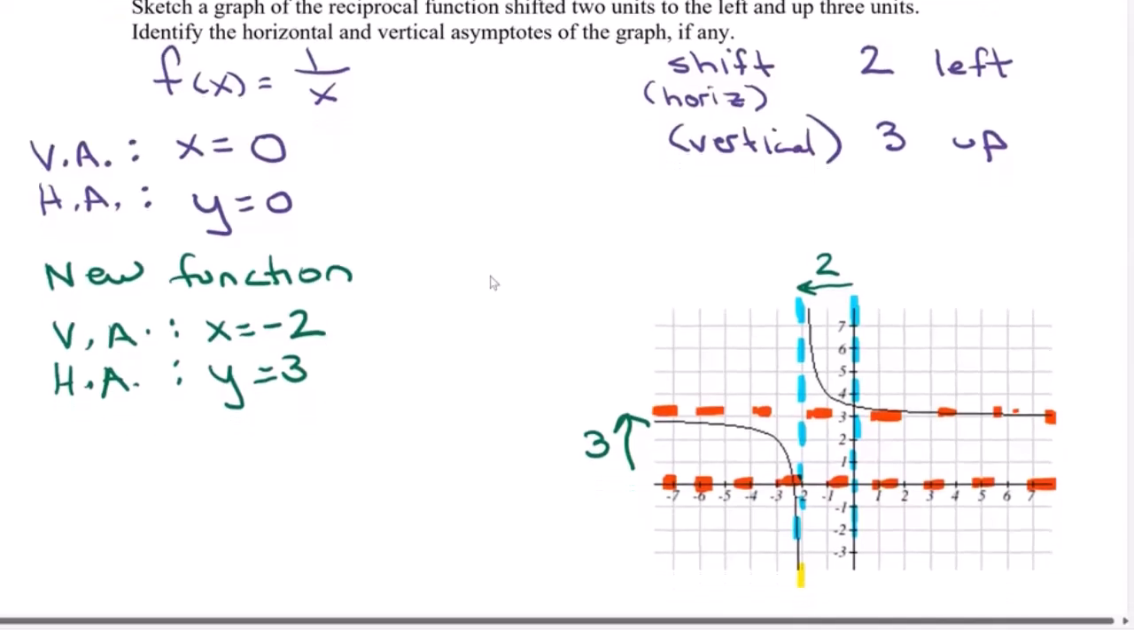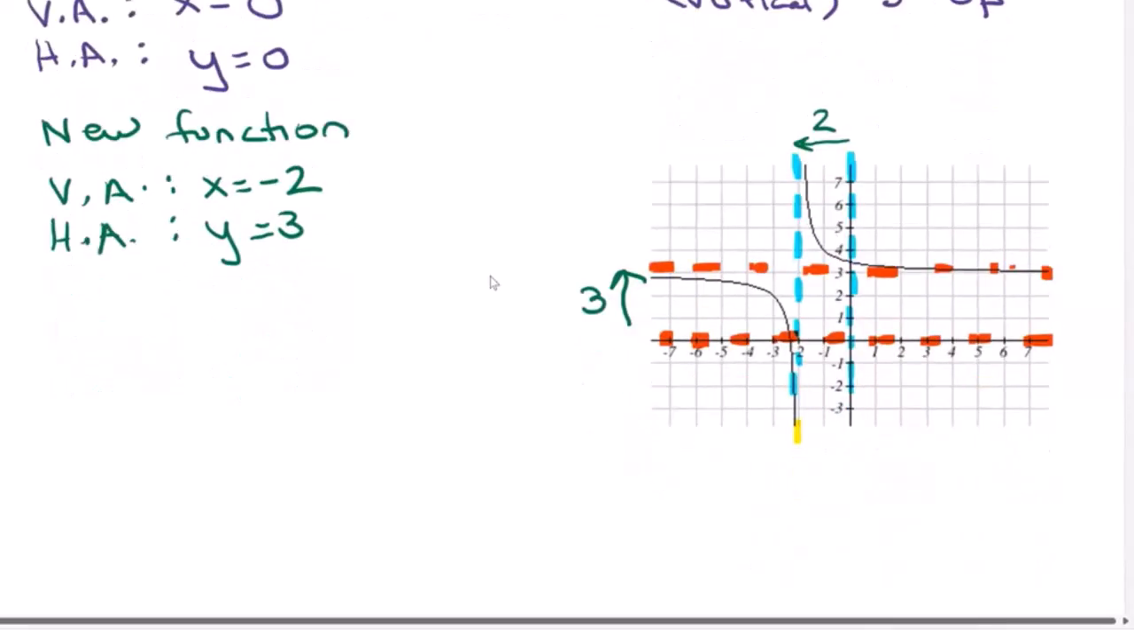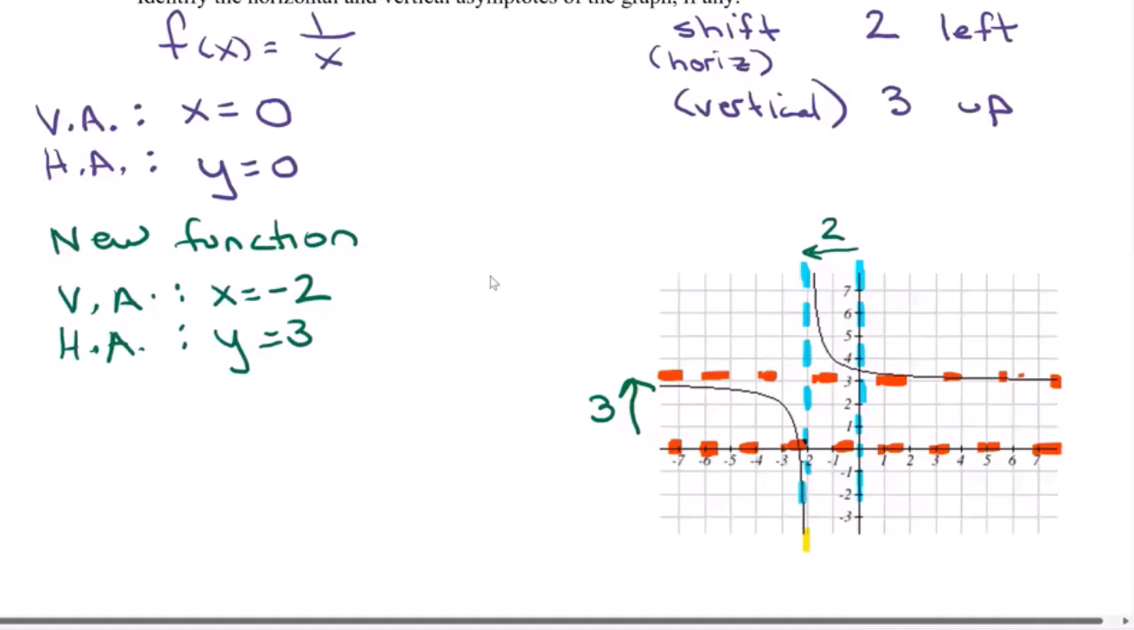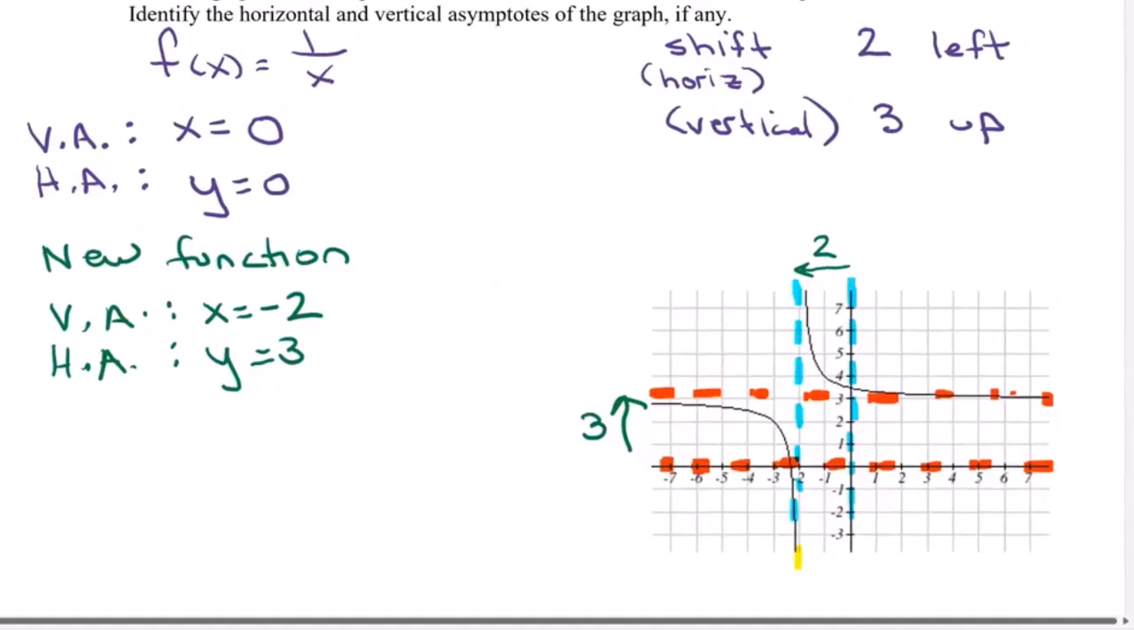What does it look like? Well, first, here's our sketch. Should we try to figure out what the function would actually be? Let's call this g of x. So g of x is going to equal f of x plus 2. If you remember, it always goes opposite. And then we're shifting up 3, so we're adding 3. Let's write this as our equation.